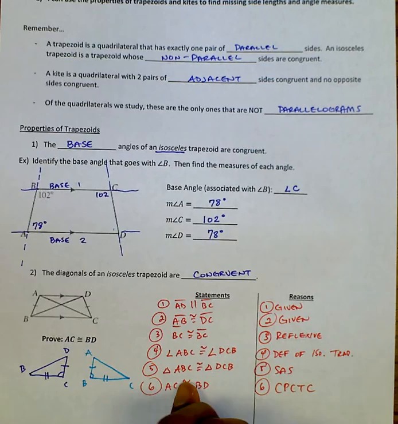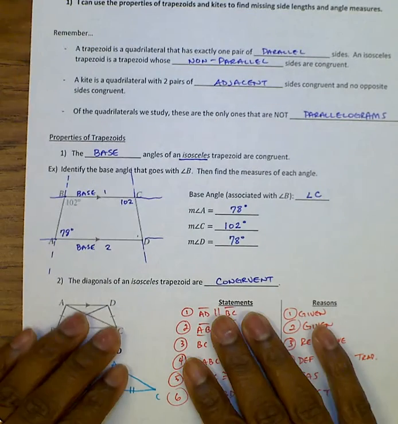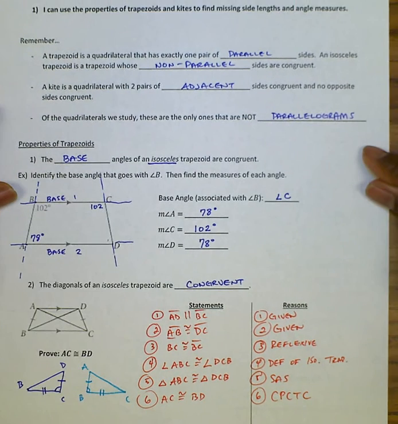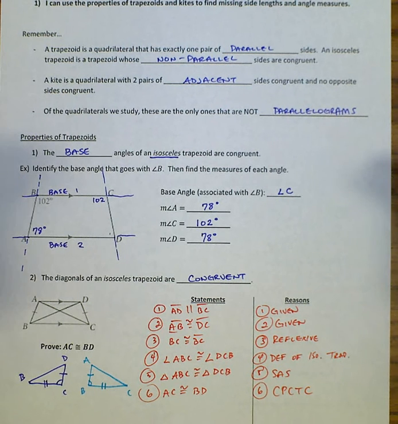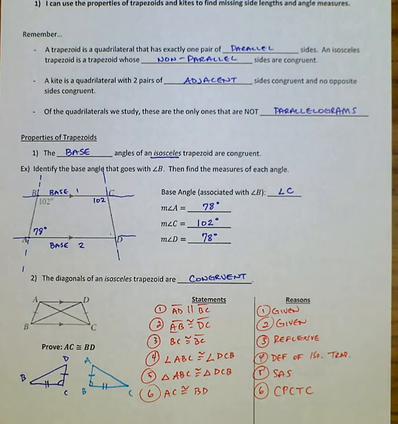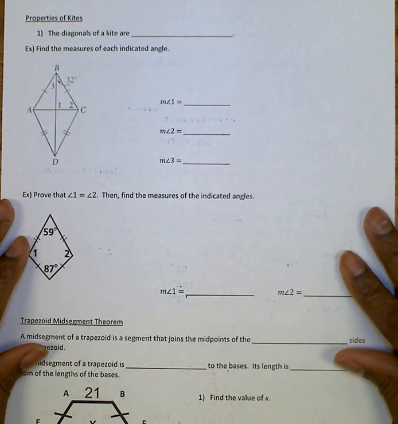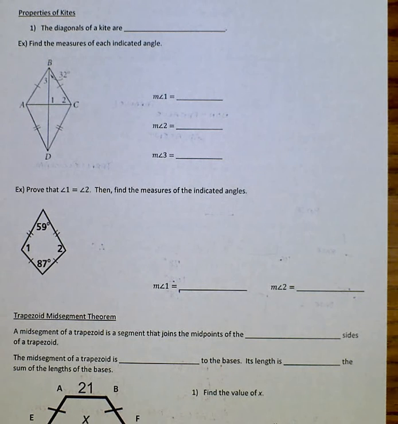All right? So for an isosceles trapezoid, okay, remember trapezoids in general, there's not a lot that's consistent all the time. But for an isosceles trapezoid, we know that their base angles are congruent and that their diagonals are congruent. All right, let's talk about kites. Okay, in a kite, the diagonals of a kite are perpendicular.